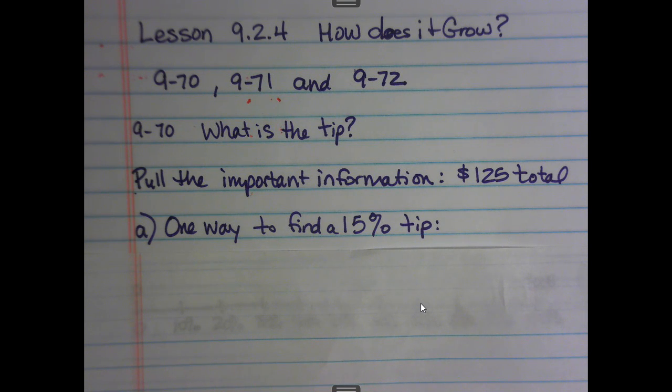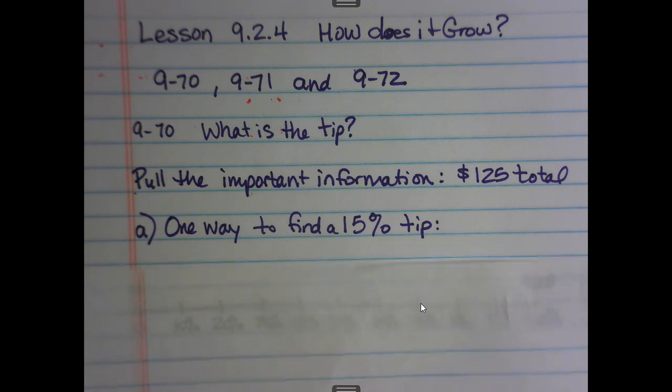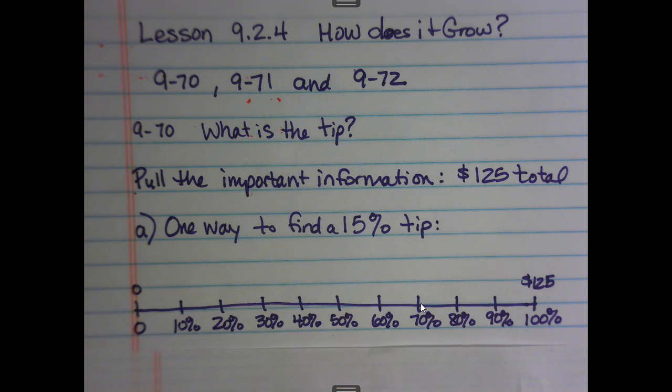I'm going to talk you through one way to find a 15% tip that you should be able to apply into the next part of the problem, and also into problem 9-71 and 9-72 as well. I chose to make a percent ruler because sometimes without using a calculator, tipping can be a little bit hard for us to visualize. So I like to kind of have this picture in front of me.